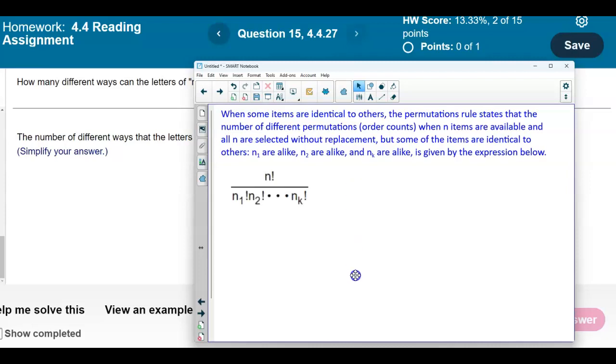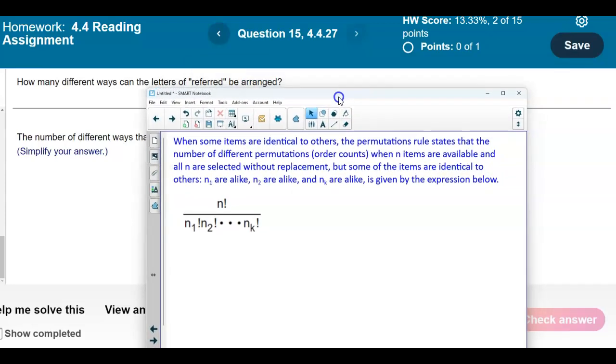So what we need to do is take a look at the word "referred." Let's go ahead and write out the word "referred," and then let's proceed.